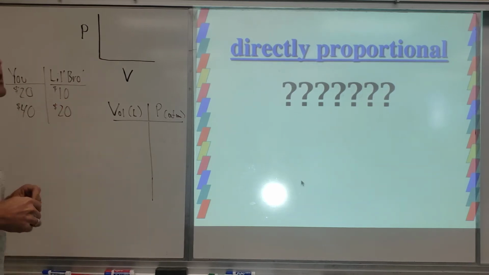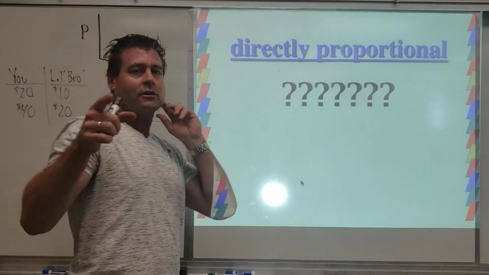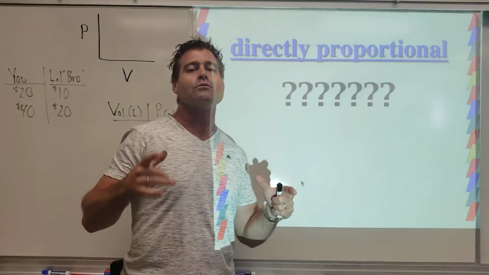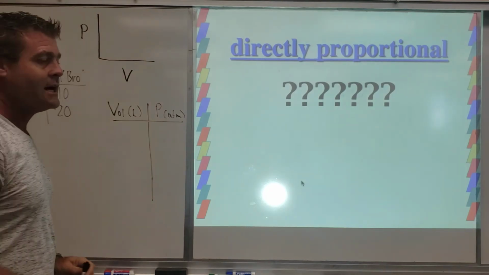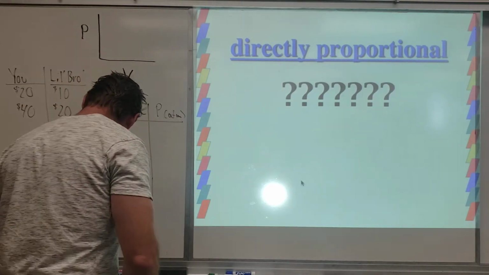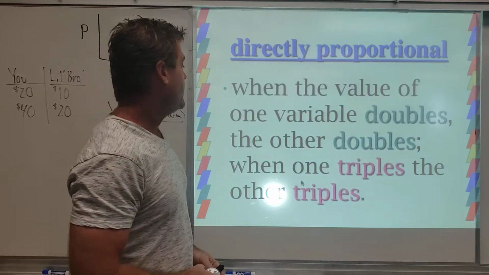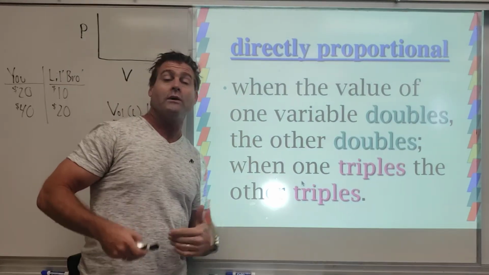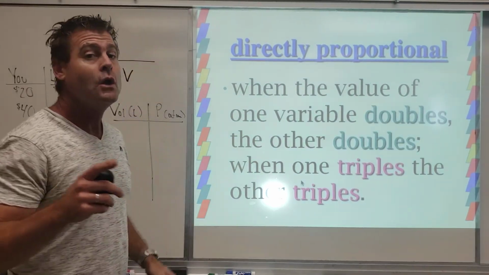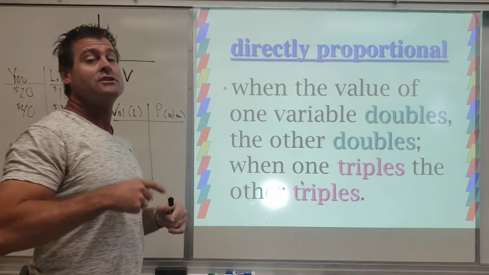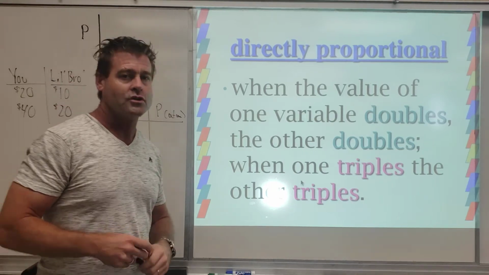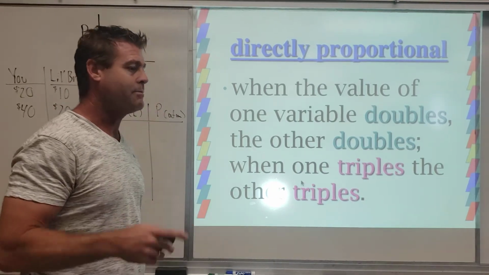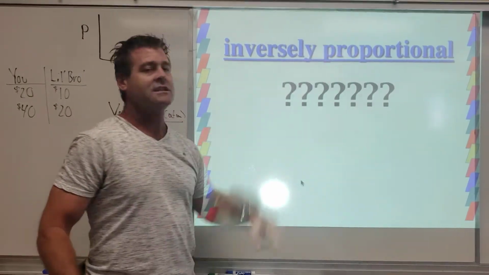What we call this relationship between your allowance and little bro's allowance is a directly proportional relationship. When one doubles, the other doubles, for example. Or when one triples, the other triples, or when one's cut in half, the other's cut in half. Basically, when you change one by a certain factor, if you change the other by the same factor, then you would call that a directly proportional relationship. So that's directly proportional. What do you guys think inversely proportional might mean?